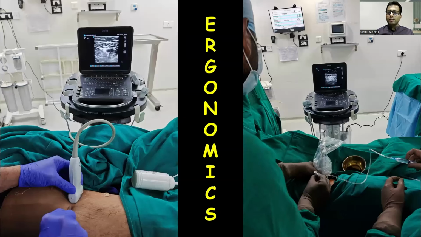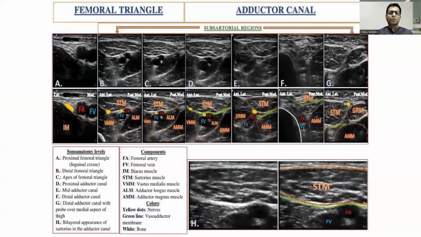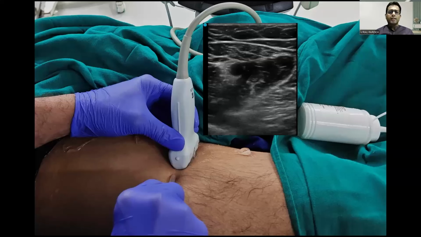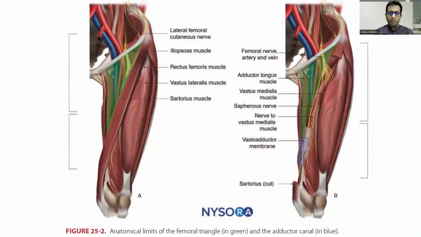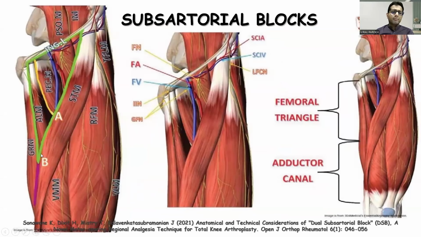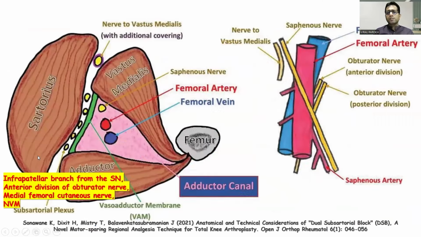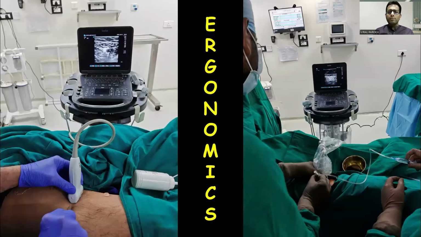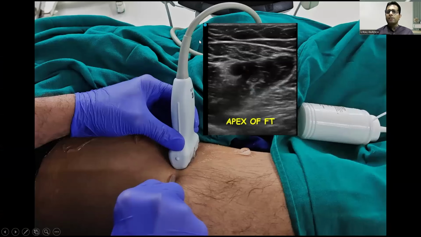The ergonomics remain the same. This is the picture which shows the visualization of the structures at the level of the femoral triangle, at the level of adductor canal, and as you tend to go more caudally. So, as I mentioned, the apex of the femoral triangle, as shown in this picture, is formed by the medial border of the sartorius and the medial border of the adductor longus. So this structure in the ultrasound image will be seen like a figure of 3.